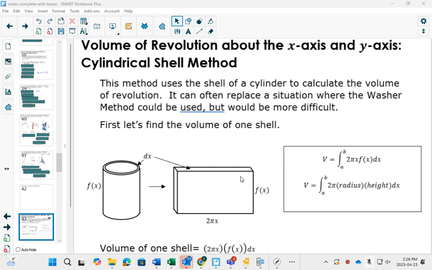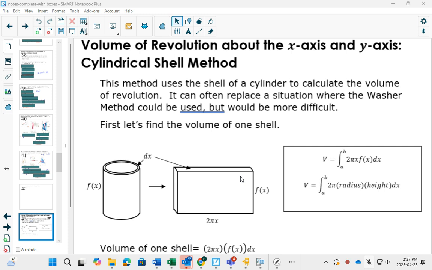So what this method, the cylindrical shell method, is basically you've got a cylinder, like a shell of a cylinder, like a tin can that's really thin. And we make the thinness of the tin can really small. So small so it's almost like paper. And if we added up all of those paper-thin cylinders, we would eventually get a volume.